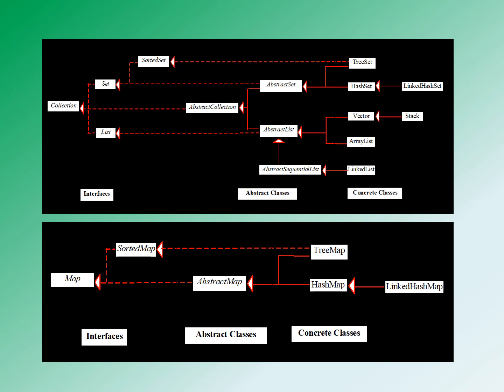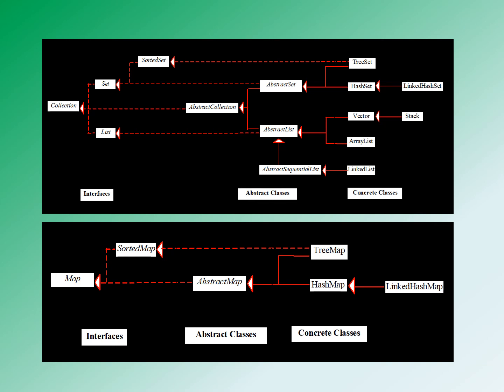Have a look. We have Collection, Set, List. Inside Set we have SortedSet and AbstractSet. Inside SortedSet we have TreeSet. In AbstractSet we have HashSet and LinkedHashSet. Then AbstractCollection is there for AbstractSet and AbstractList. For List we have AbstractList. For AbstractList we have Vector and ArrayList. For Vector we have Stack. For AbstractList we have AbstractSequentialList and LinkedList.